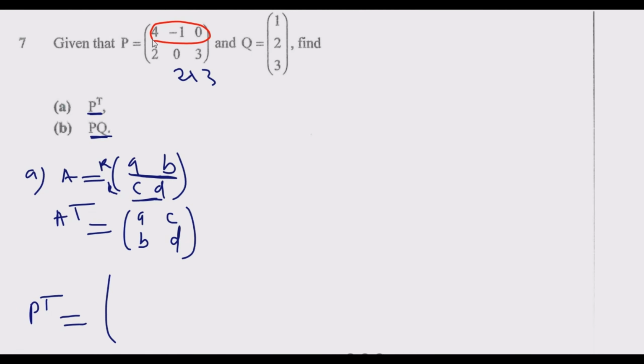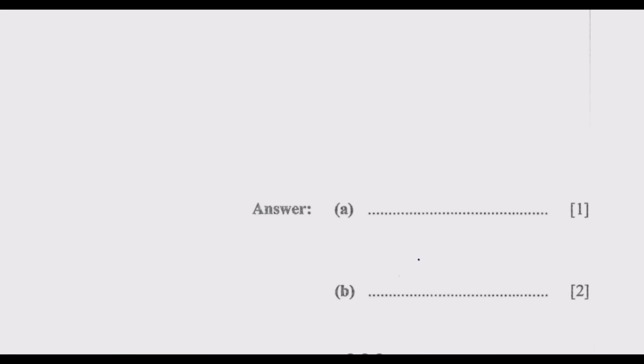this one becomes the first column. So it's going to be 4, -1, then 0. Then this one becomes the second column, which will be 2, then 0, 3. So this is the answer for A. Once you do that, you are good to go. Remember, use the space we are given, so it will be 4, -1, 0, then 2, 0, 3. Once you do this, you get this 1 mark.